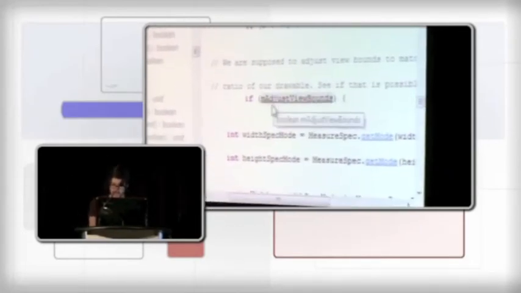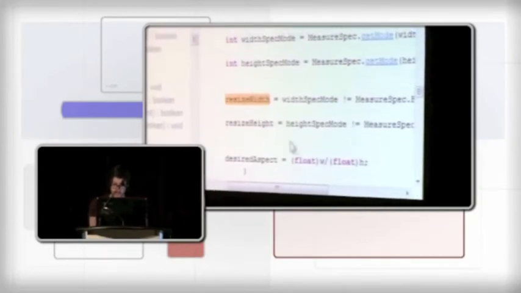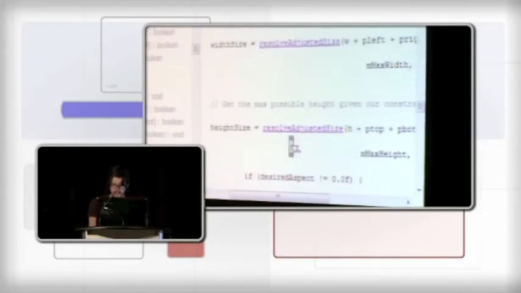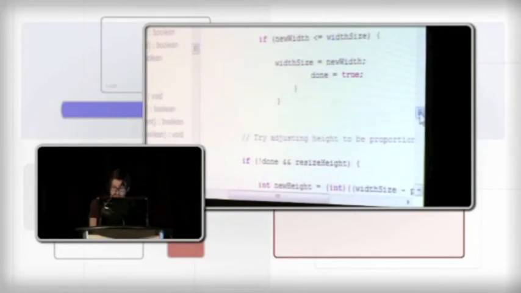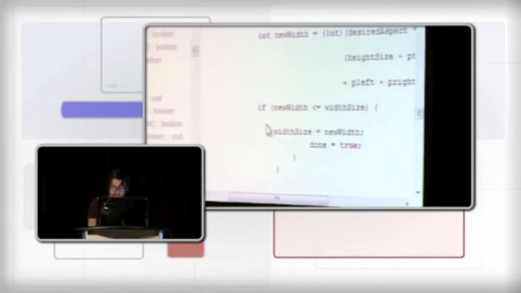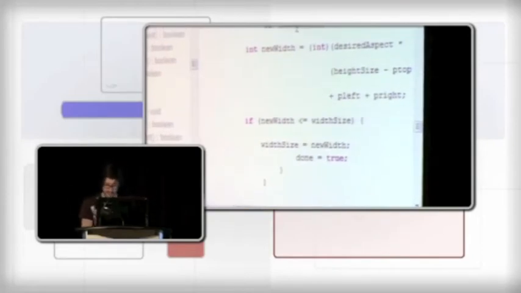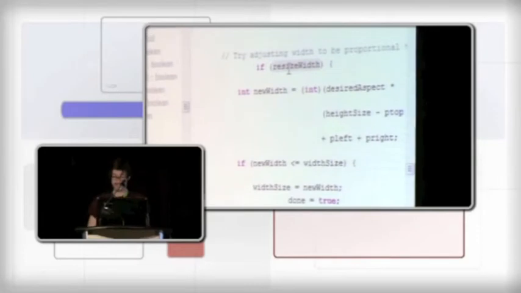This is our old buddy adjust view bounds. What does he let us do? He changes this Boolean resize width. There's lots of things here. Let's keep walking until we find something suspicious. Oh, here we are. Try adjusting width to be proportional to the height. So this is our buddy resize width. This is what's happening when we're calling that adjust view size method.